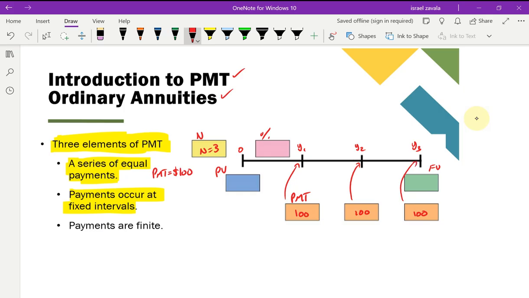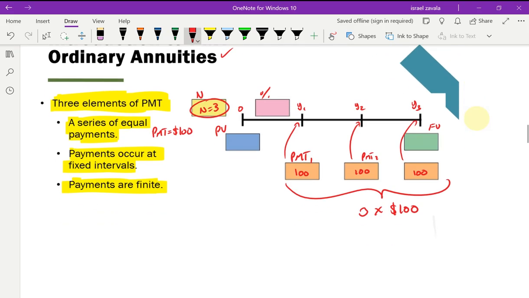So this initial payment 1 occurs at the end of the first year. Payment 2 occurs at the end of the second year, and so on and so forth. And then the payments are finite. They must end. So if we say that n equals 3, that means there will be 3 payments of $100. They don't go on forever, okay? All right, so just a little introduction into payments, a little crash course to get you started with the problems here.